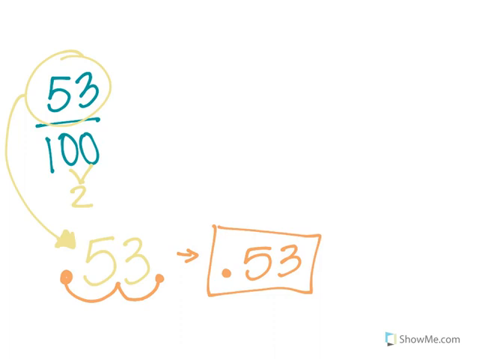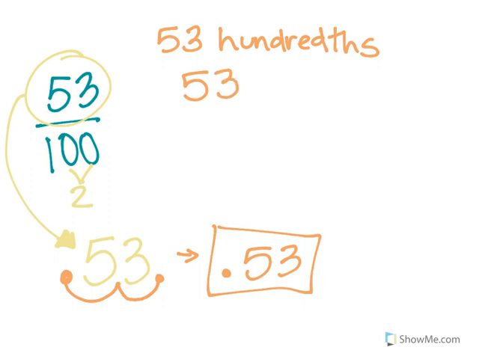For the other way, we said this is 53 hundredths. So we would write 53.